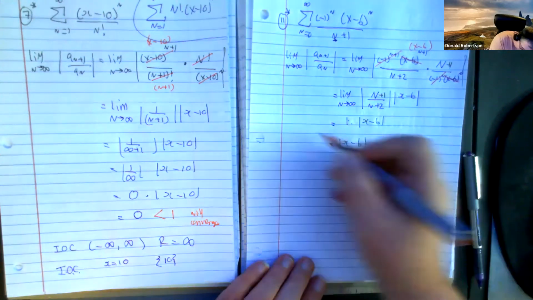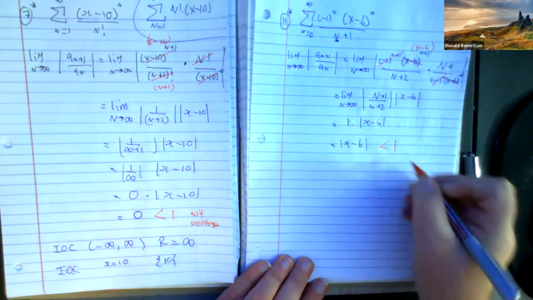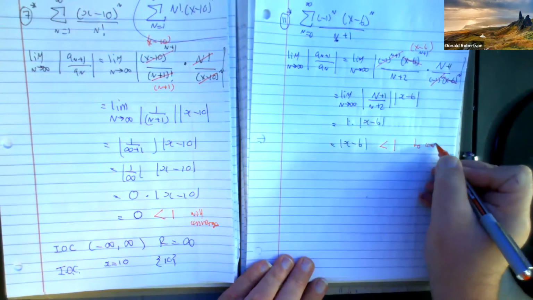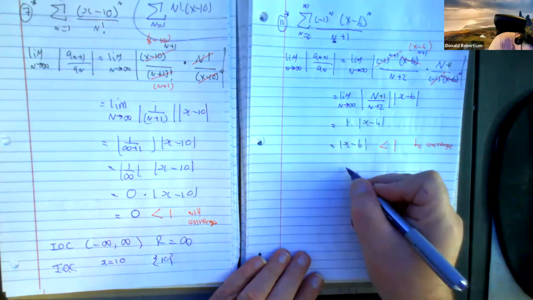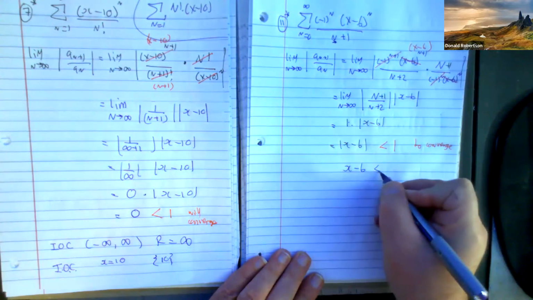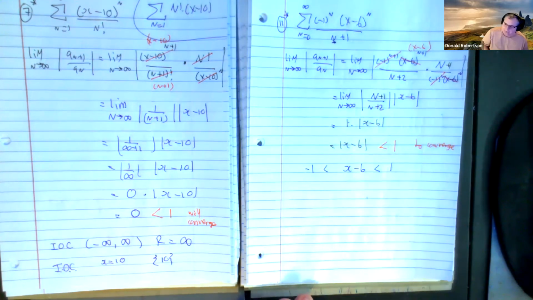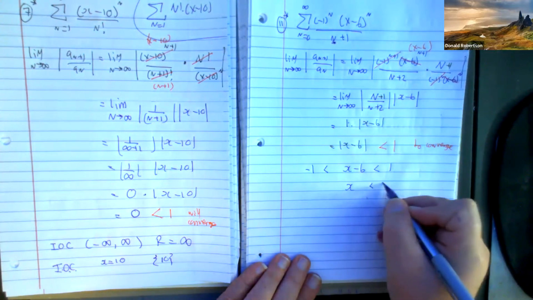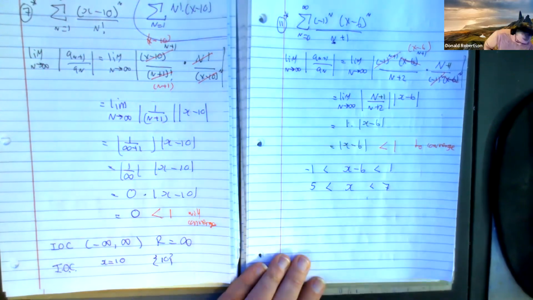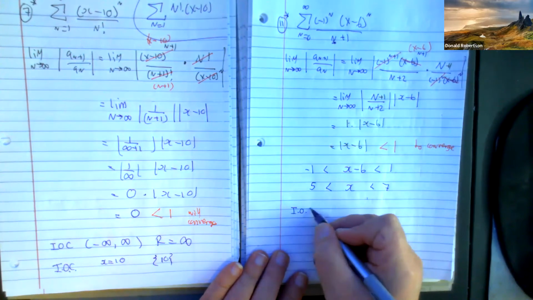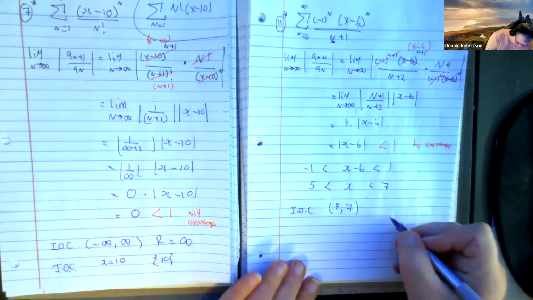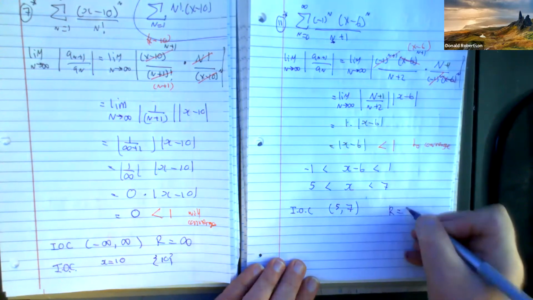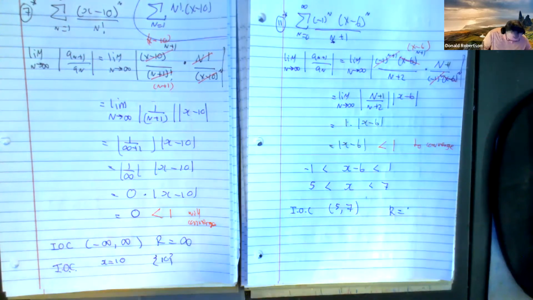Now, back to this question. We've just found the limit of the ratio. It has to be less than 1 to converge. And so I now have to solve for the interval of convergence. I need to find out what values of x this is true for. So we do that guy. And then you add 6 to both sides. And so my interval of convergence is from 5 to 7. And my radius of convergence, well, what is my radius of convergence this time?